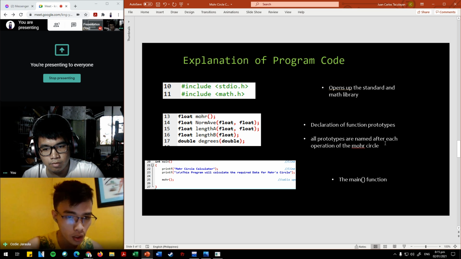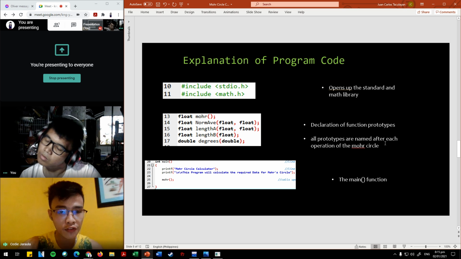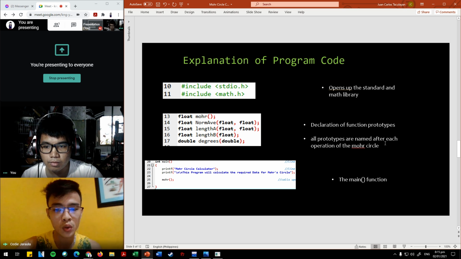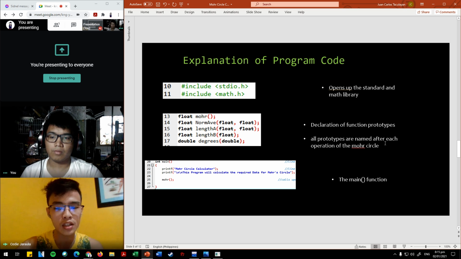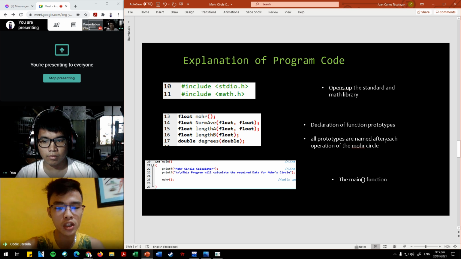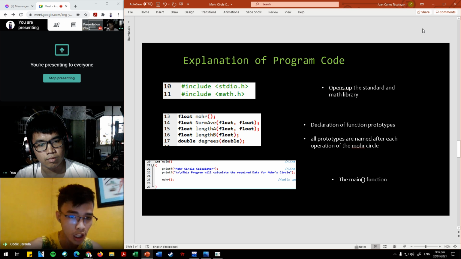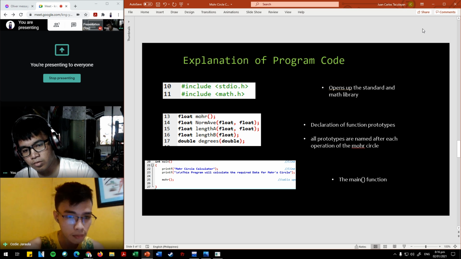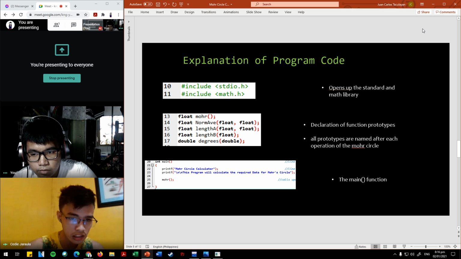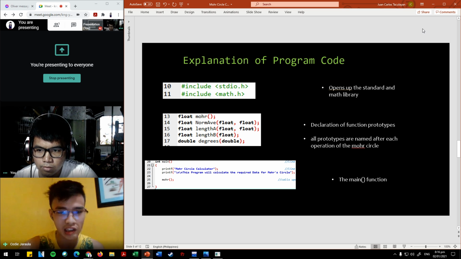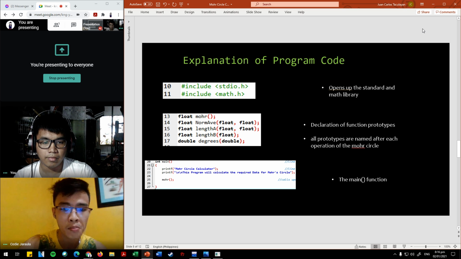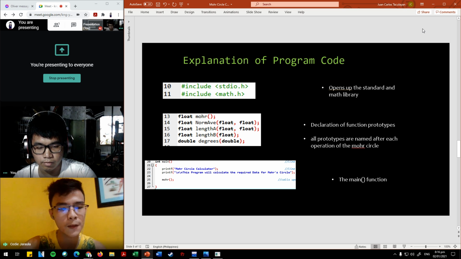And for lines 20 to 27, we have the main function. The function needs to return an integer at the end of the execution, and we do so by returning 0 at the end of the program. So we have the int main function, and it states there printf Mohr circle calculator, and on line 23 printf \n\n. This program will calculate the required data for the Mohr circle, so it serves as the heading for our program.